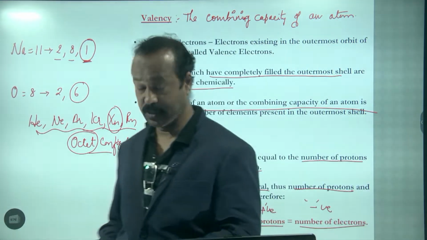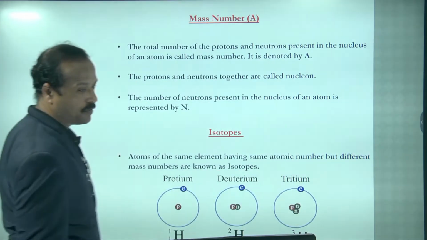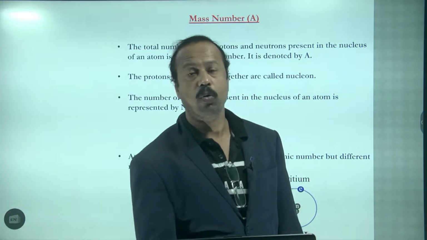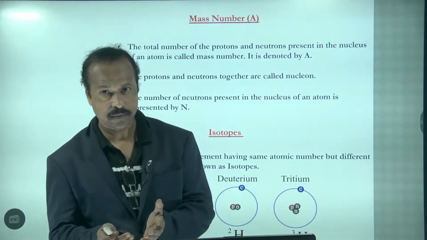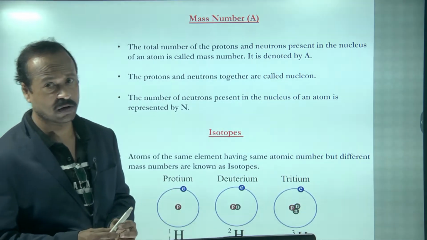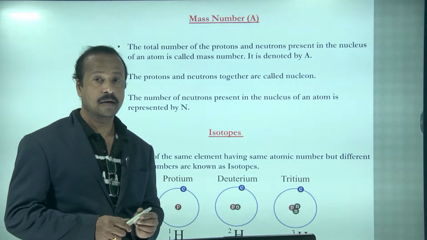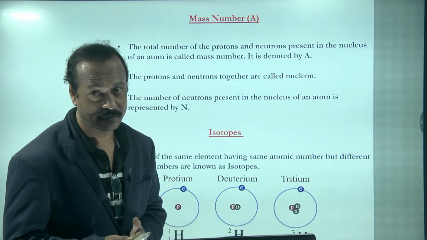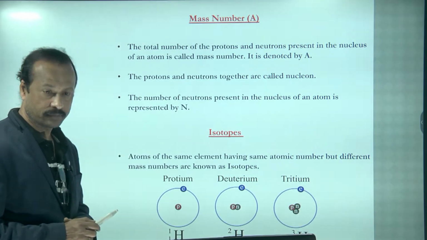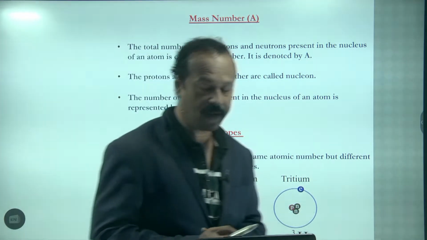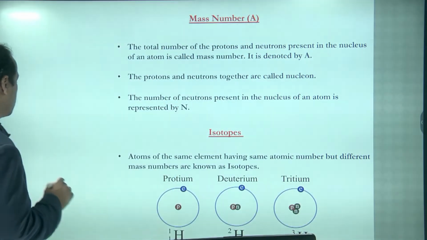Right. So this is about the valency and atomic number. Next, after atomic number, it comes to mass number. What is the mass number? Just now I discussed it while explaining the neutron. Sir, what is mass number? The number of protons and neutrons present in the nucleus. Very good. So we already discussed this while explaining the neutrons, and also in the first slide today.